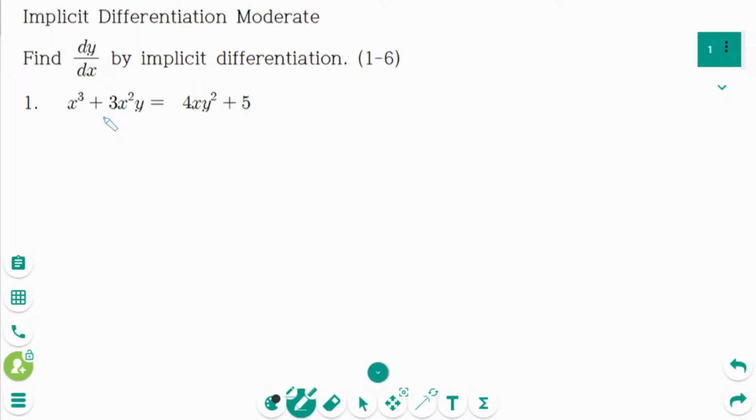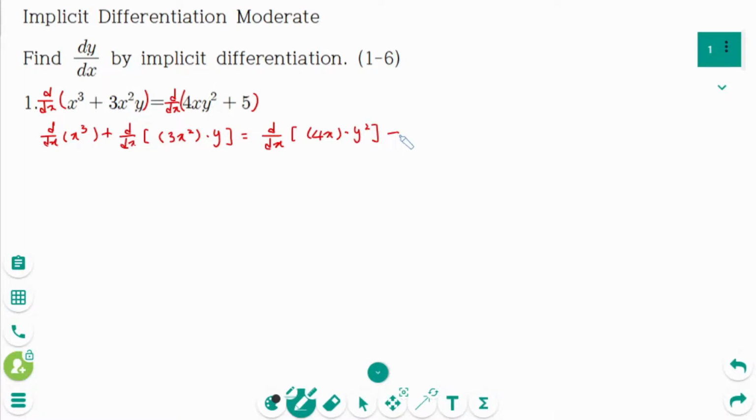This video will cover moderate questions regarding the topic of implicit differentiation. The first question, differentiating both sides of the equation with respect to x, we get y as a function of x. We can rewrite as d/dx of x cubed plus d/dx of 3x squared times y equals d/dx of 4x times y squared plus d/dx of 5.